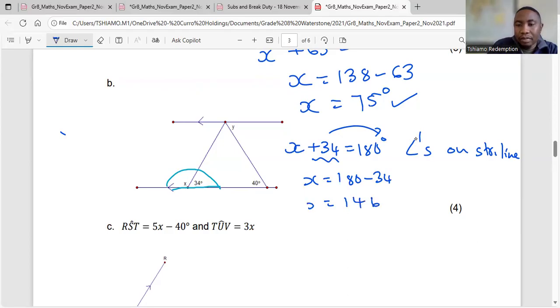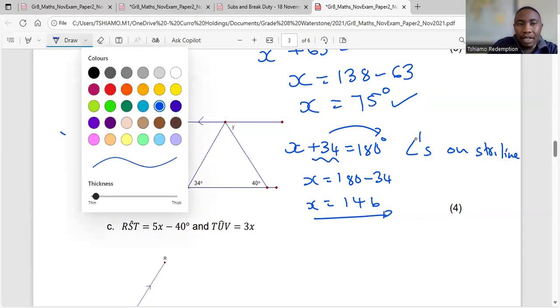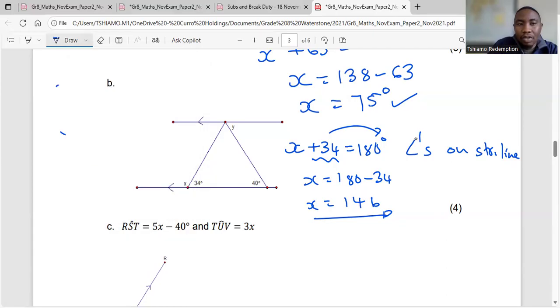X is 146. And then we need to find y. So y, look here, I have parallel lines. I have parallel lines here. What do we know about parallel lines? Three rules apply whenever we see parallel lines. We call them the F-A-N rules.